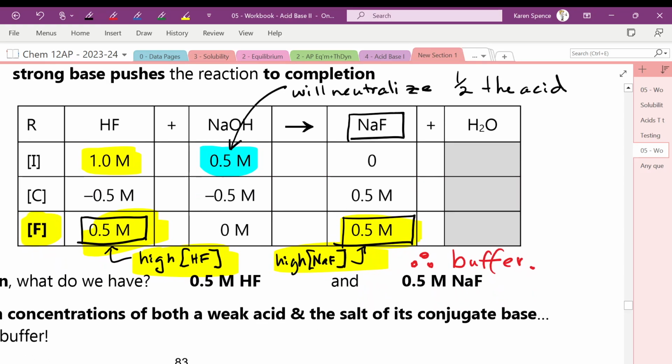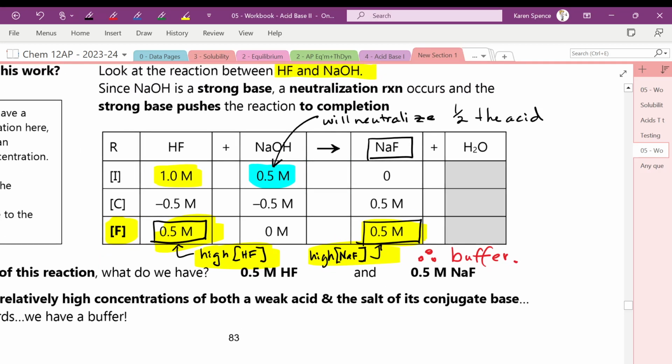Okie dokie. All right. Alvin, did that make sense? Cool. I'm growing to love the ICE table. I am.